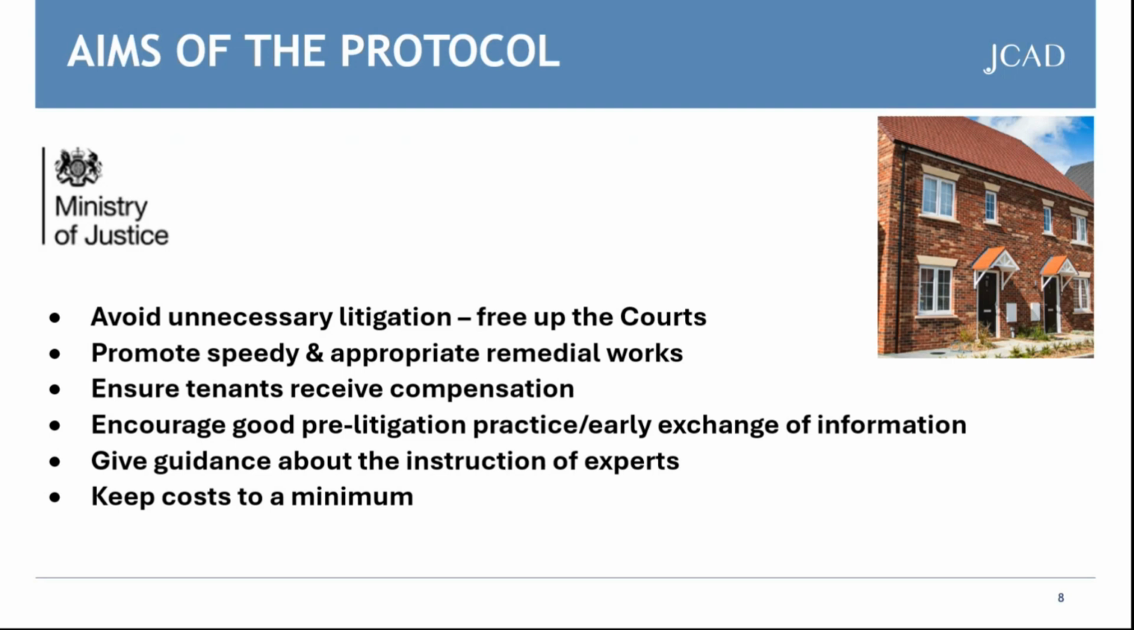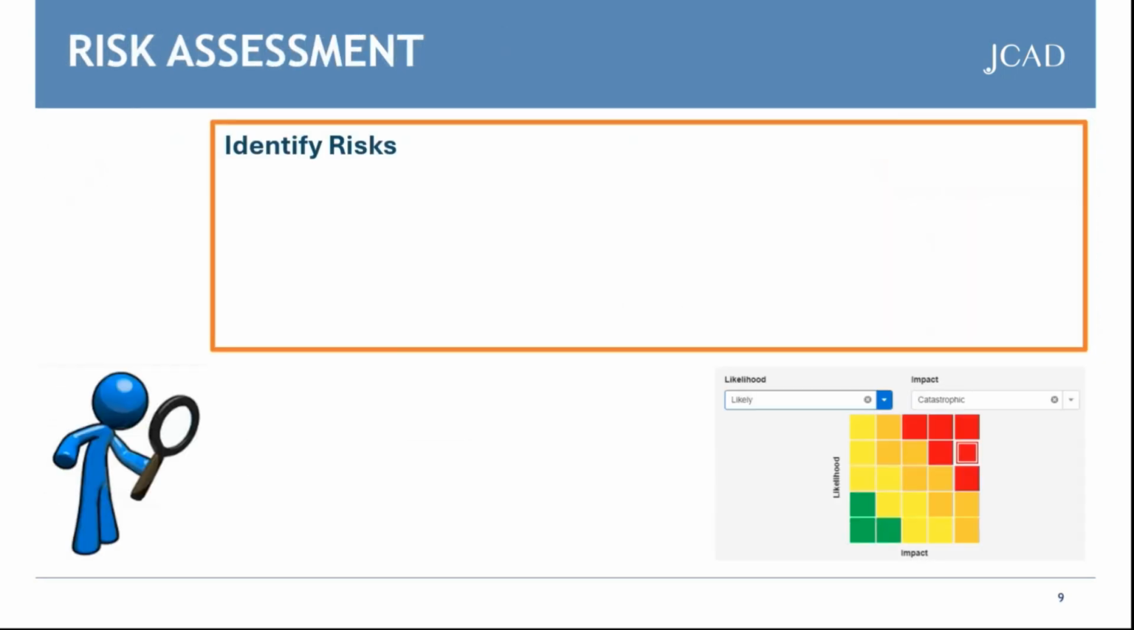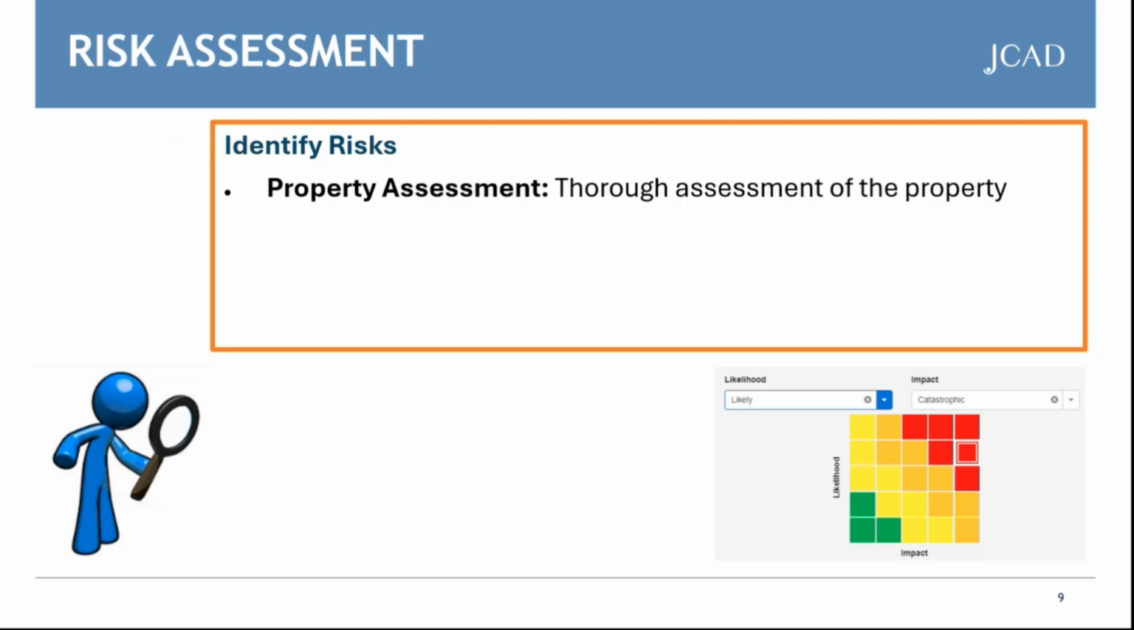So that's the background. Just going to look at the risk management side of it now. So obviously a comprehensive risk assessment is going to be essential for identifying potential areas of vulnerability and for developing effective mitigation strategies around your repairing obligations. So, a breakdown of the steps here. You need to conduct thorough property assessments, including age, condition, and any known maintenance issues.